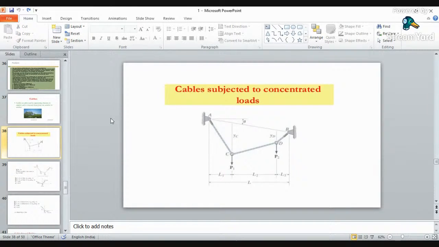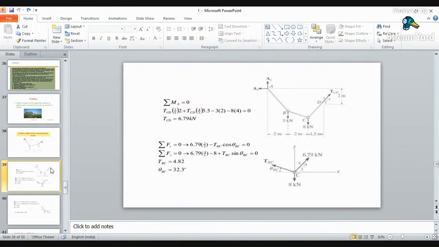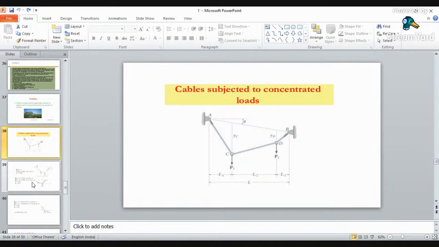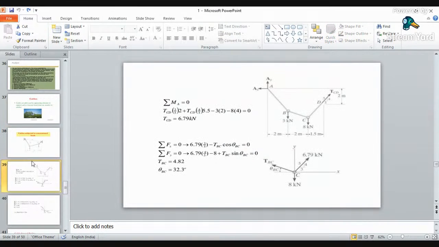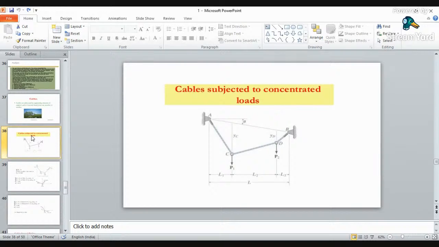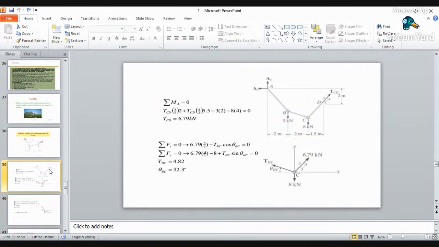So a cable subjected to a concentrated load. Just look at this figure. We will quickly solve this cable problem. See here, your cable is connected with two supports at both ends, and it is subjected to two loads at joint C and at joint D. Just convert this into a free body diagram. Here it is having a hinge at A and a hinge at B, so replace both the hinges by the reactions.